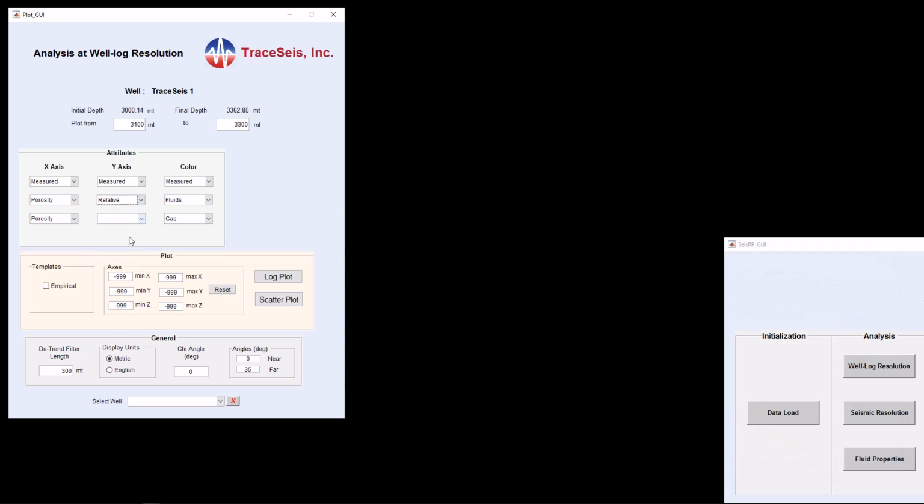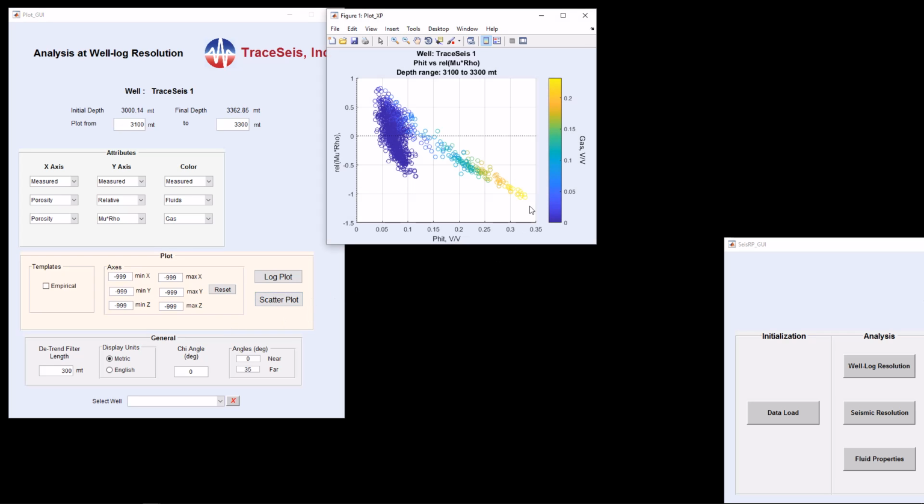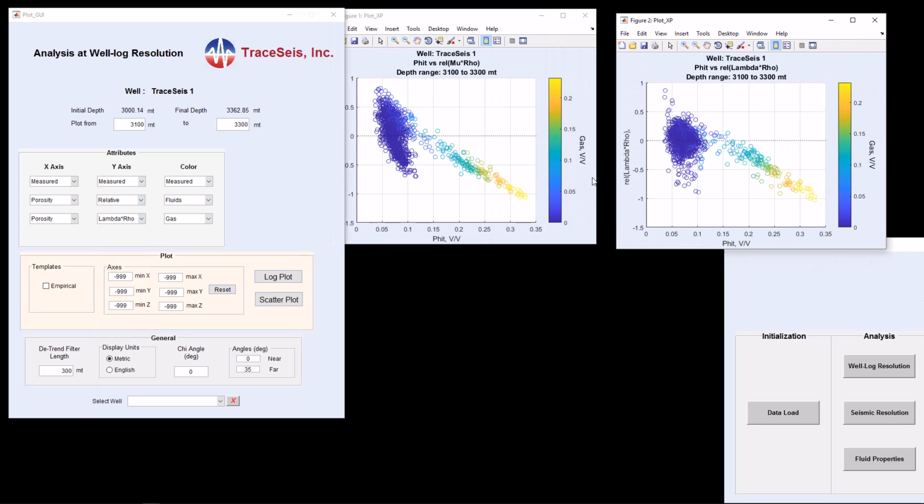Let's do the relative properties, and let's do mu rho. We can see now that relative mu rho shows a more linear relationship, in this case with gas content. And let's now look at relative lambda rho. And this also shows more or less a linear relationship of the reservoir in the crossplot of porosity against relative lambda rho. So we're going to be working from here onwards with relative mu rho and relative lambda rho.